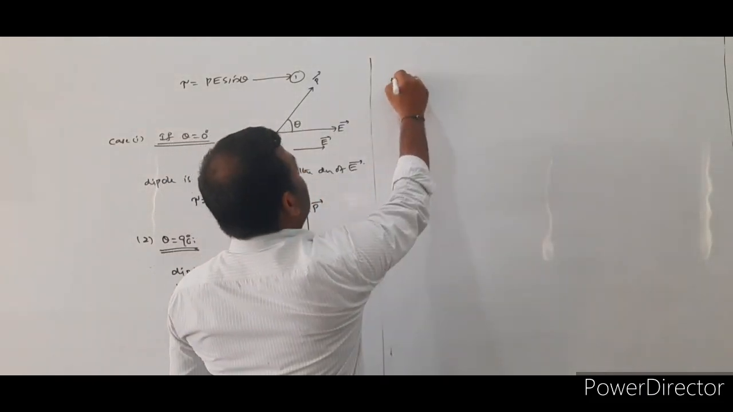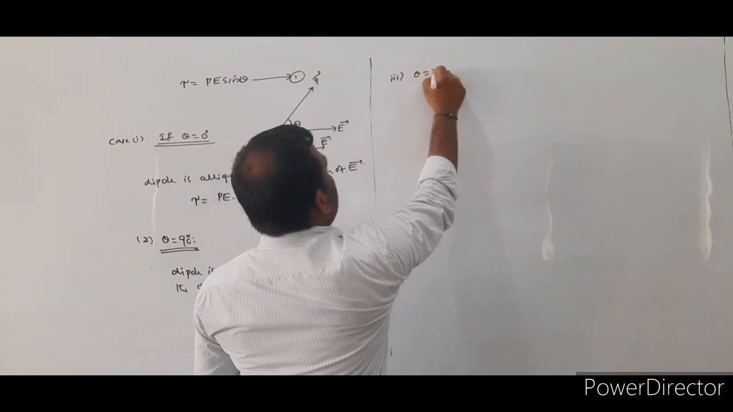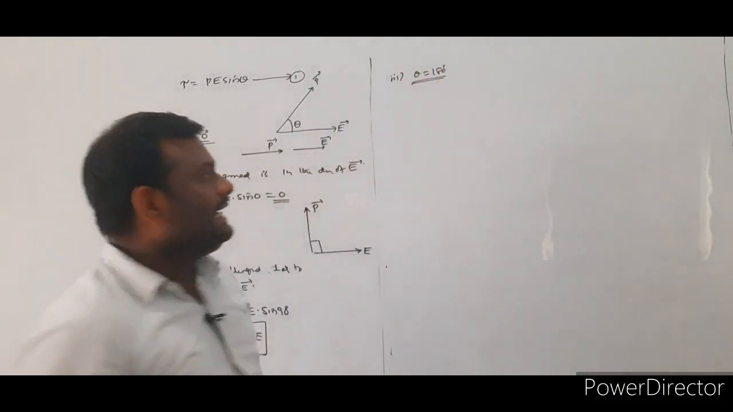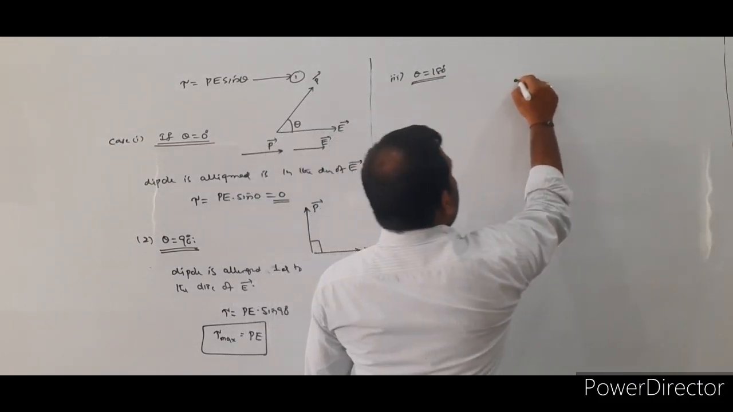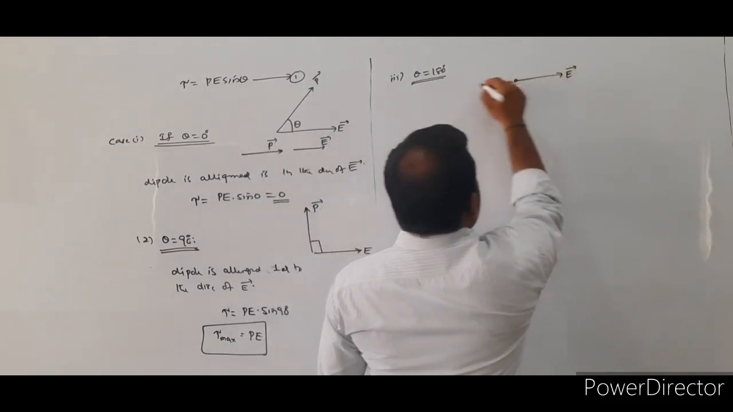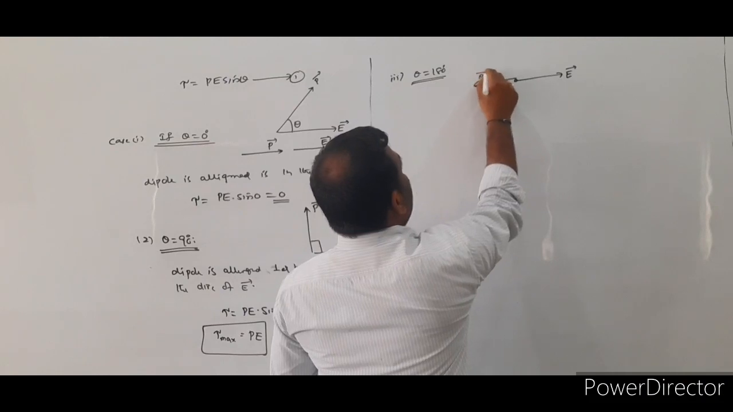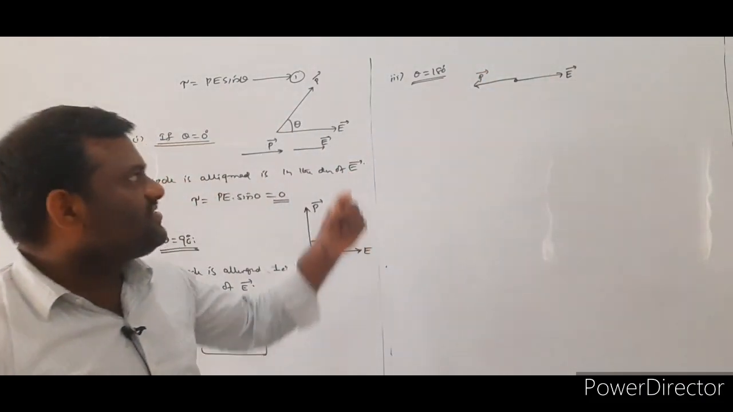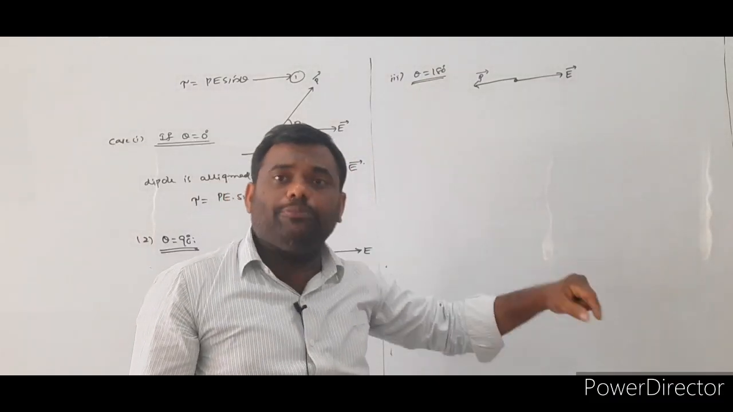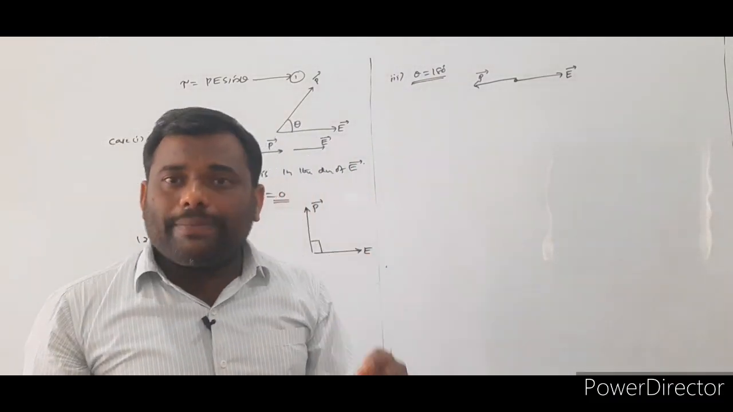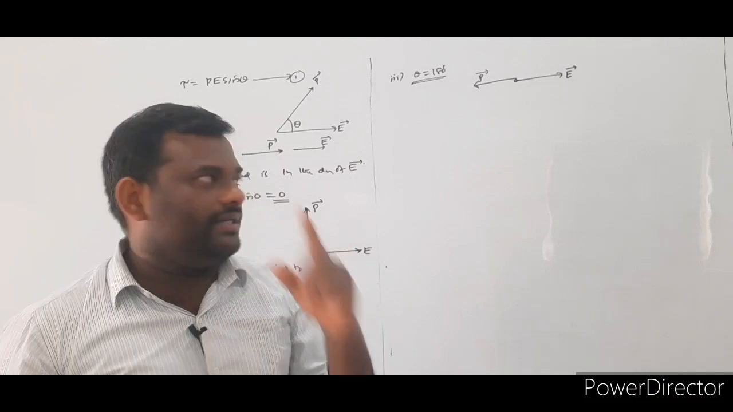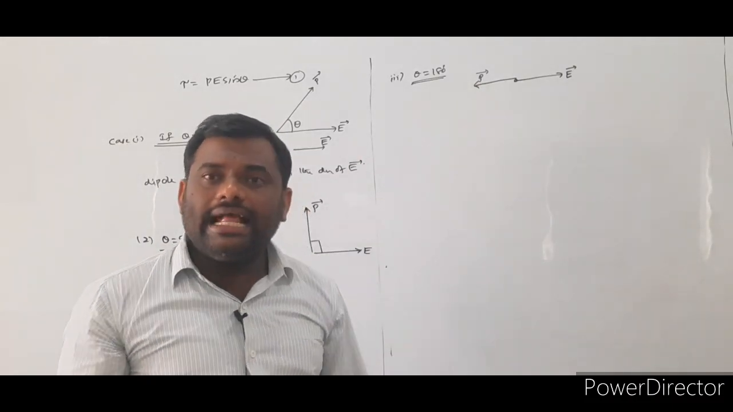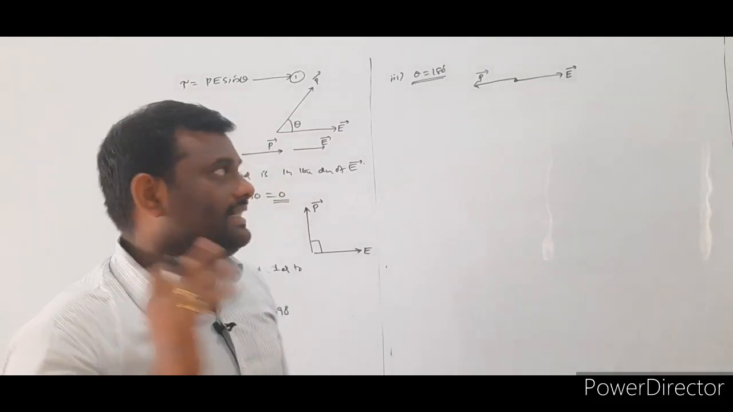Case 3. If theta is equal to 180, this is the direction of the field, and the dipole moment will be opposite to the direction of the electric field. That means in this case the given dipole will be aligned anti-parallel to the direction of the electric field. So theta is equal to 180 means the given dipole will be aligned anti-parallel to the given electric field.